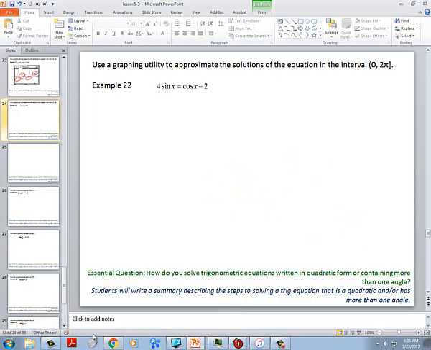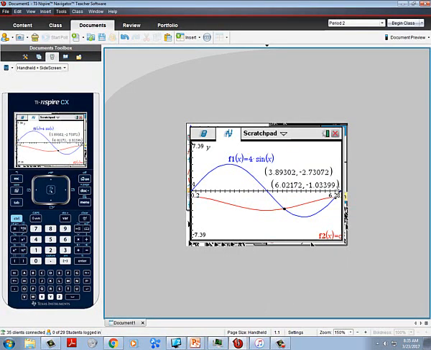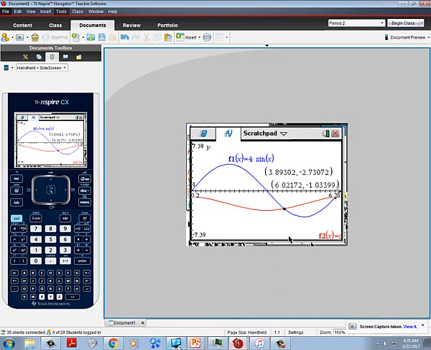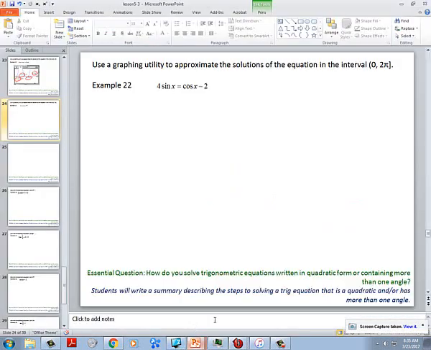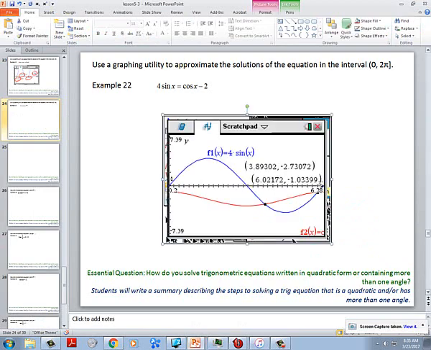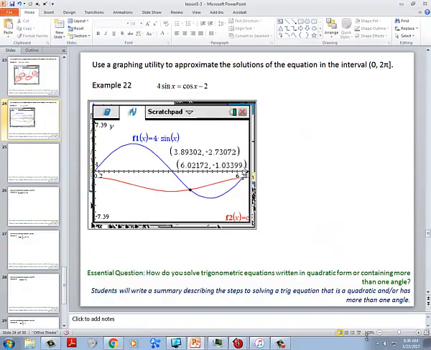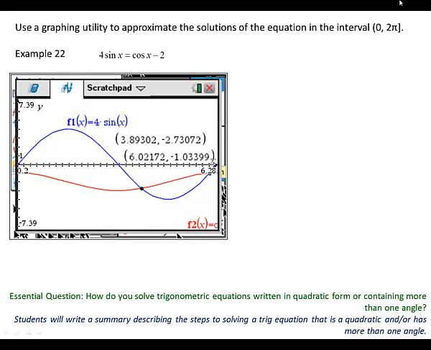Oh, I don't think I copied. All right, so just grab those x values. We still got lots of time.